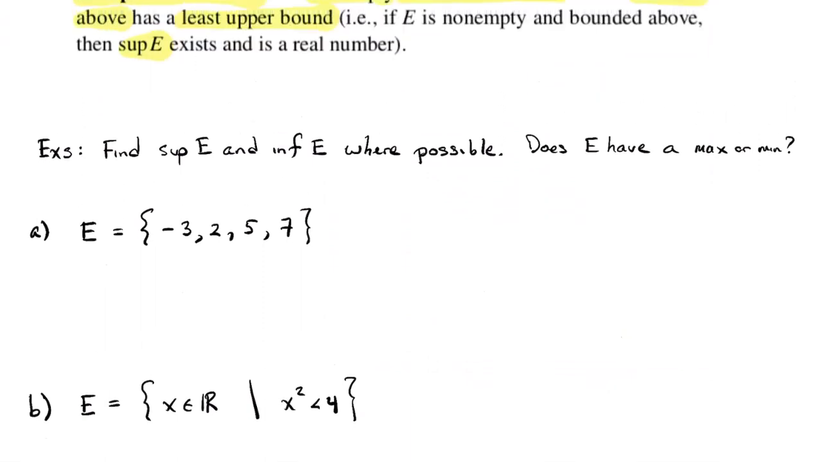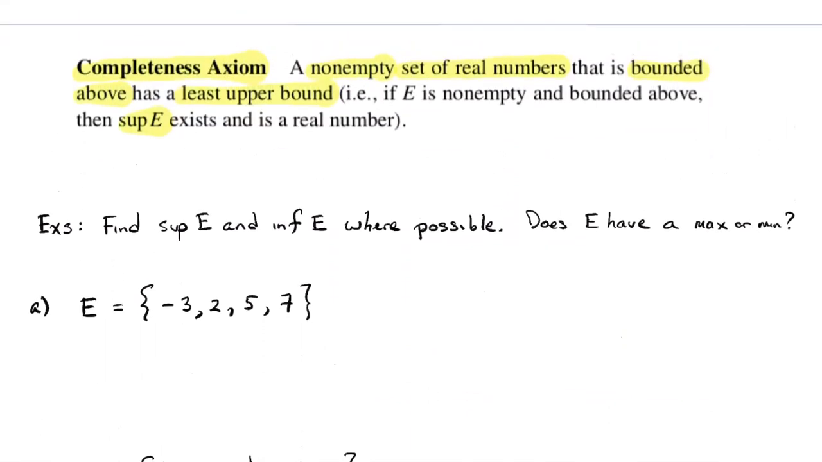Let's think about these sups and infs in a couple of examples here. I'm going to write some sets E, and in each example, what I'd like to do is say what its sup and its inf are, if they exist. If they don't exist, we'll say that, and then we can ask the question, does E have a maximum or a minimum? So in the first example, part A, it's a finite set. The set E has 4 elements in it: -3, 2, 5, and 7.